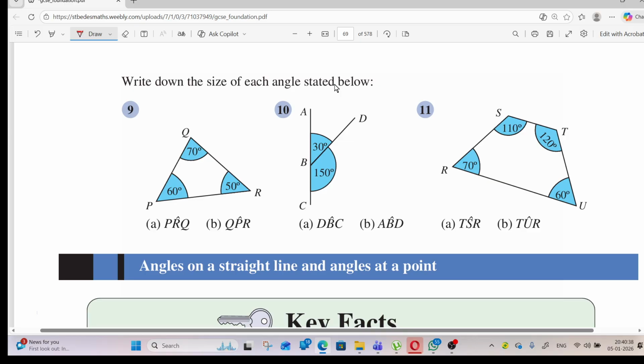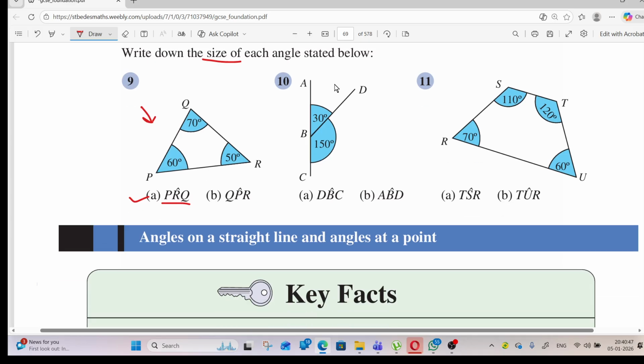Can you tell me what is angle PRQ? What is the size or measure of angle PRQ from this diagram? So R is acute. What is the value? It is given in the triangle, right? What is the value of PRQ? 50. Yes, exactly. This is 50 degrees because PRQ is this.